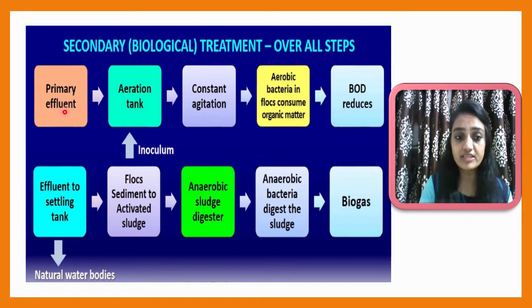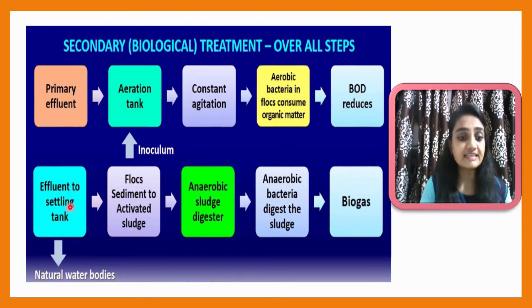First of all, this primary effluent will be passed into one tank, and that is the aeration tank, inside which constant agitation will occur. And as a result of that, aerobic bacteria will form and consume the organic matter inside, and it will convert into flocks. And in this way, when aerobic bacteria consume the organic matter, it is converted into inorganic matter, and as a result BOD will be reduced.